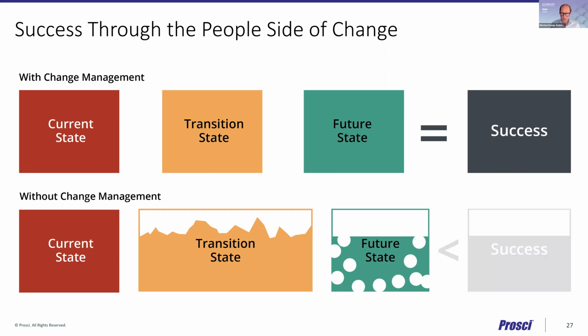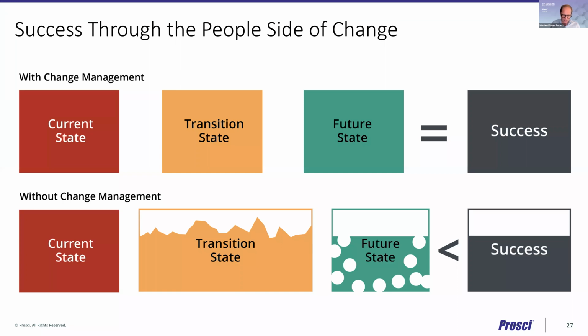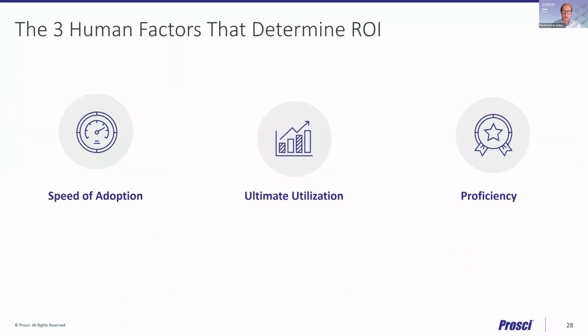And when that happens, we're essentially getting a ROI or success that is much lower than what we expected. And here's how we went about capturing this. Now, there are three human factors that determine return on investment on a project.